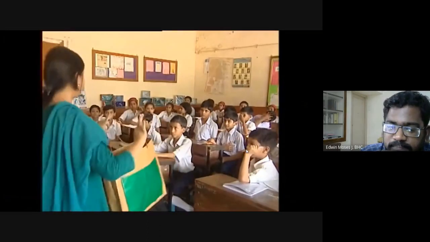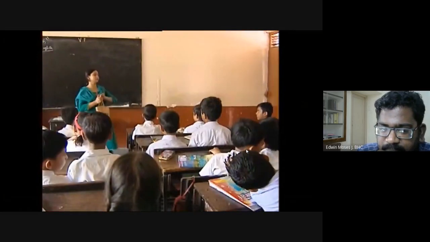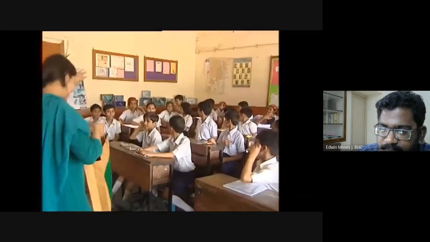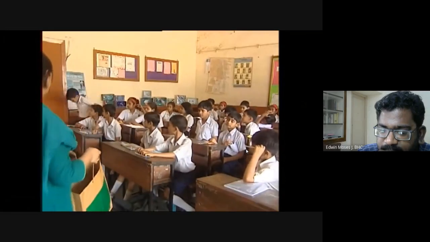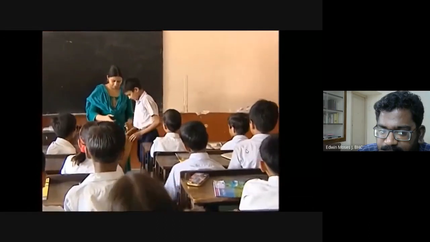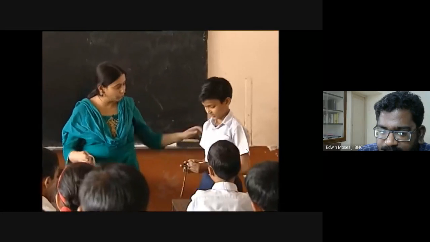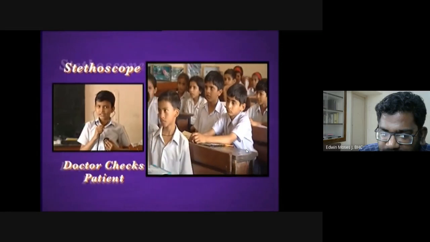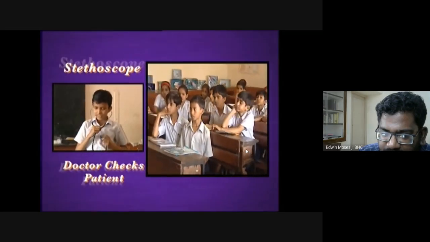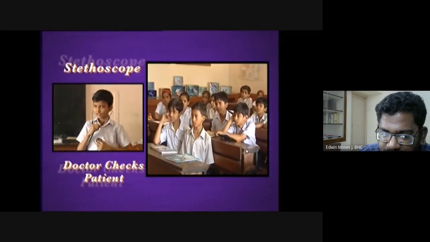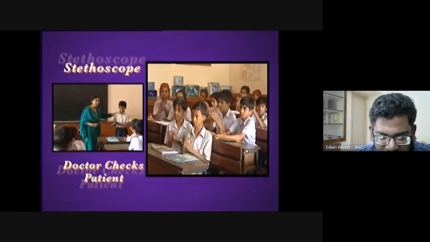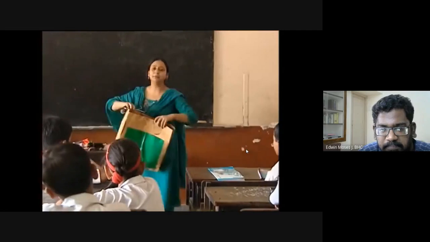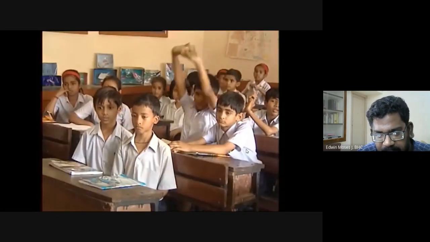Now there is a last object left in this magic bag. Who is going to come to take out this object? Yes? You, please come. Oh, so what is this? This is a stethoscope. Stethoscope. Now you speak a few lines on this stethoscope. Stethoscope is used to check the patient. The doctor checks the patient with this stethoscope. Okay, very good. Clap for him, everybody. Thank you. So the magic bag is empty now. And you people have spoken very nicely on all the objects.